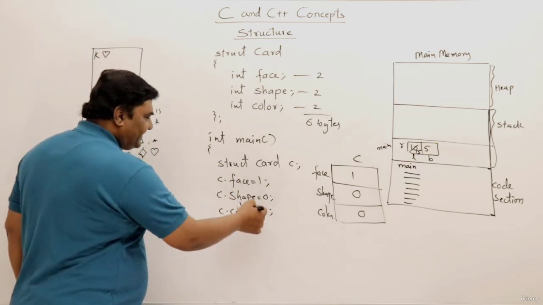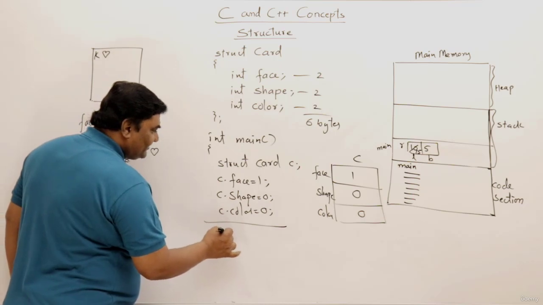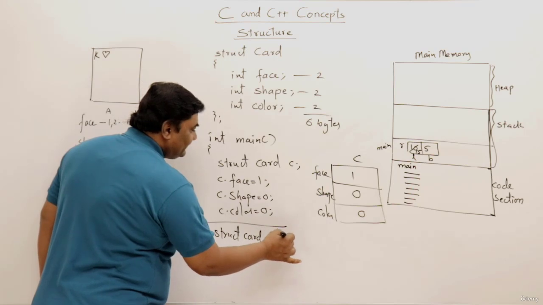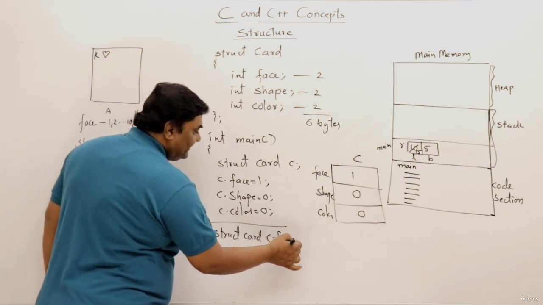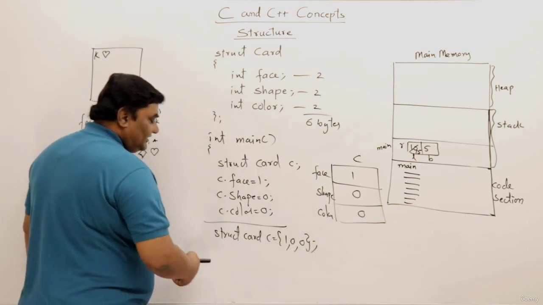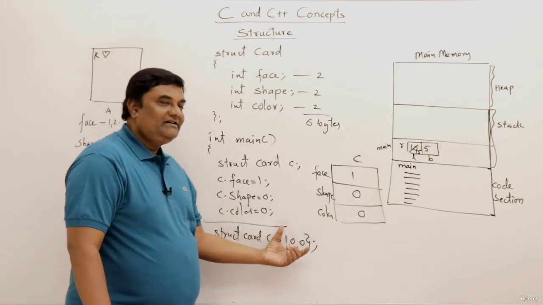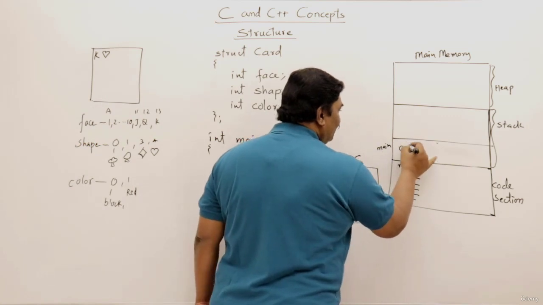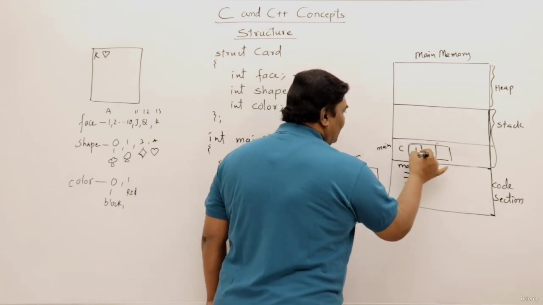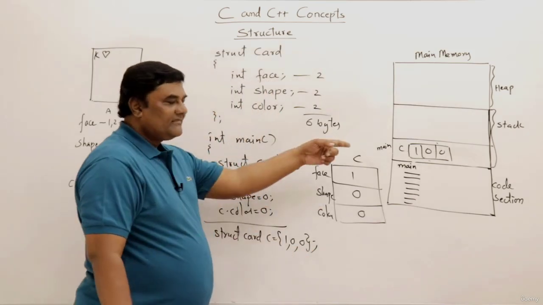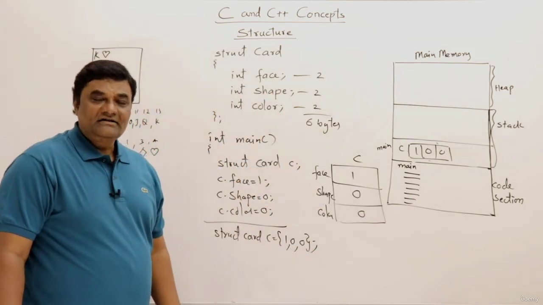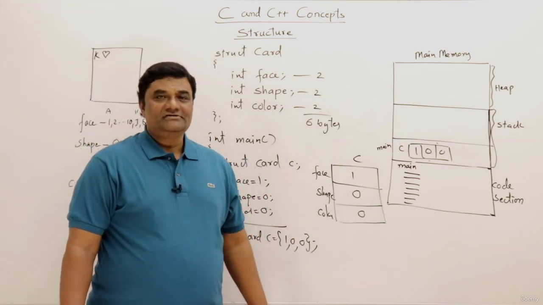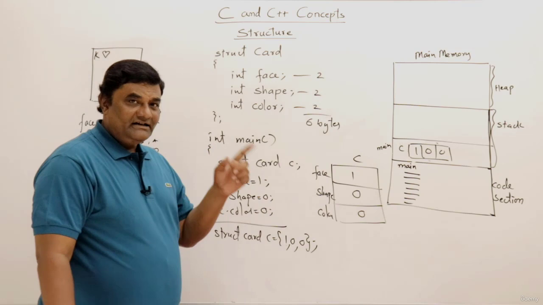Now otherwise, let us forget this. Otherwise, I can directly initialize also. Struct card C, I can directly initialize the value. That is, the first face value is 1, and the shape is 0, and the color is also 0. So this is declaration plus initialization. And inside the memory, it will be here, like C will have 3 members, 1, 0, 0. It will be inside the stack that belonging to the main function, or the stack frame belonging to the main function. Now one more thing, I'll just remove this and show you one more thing.